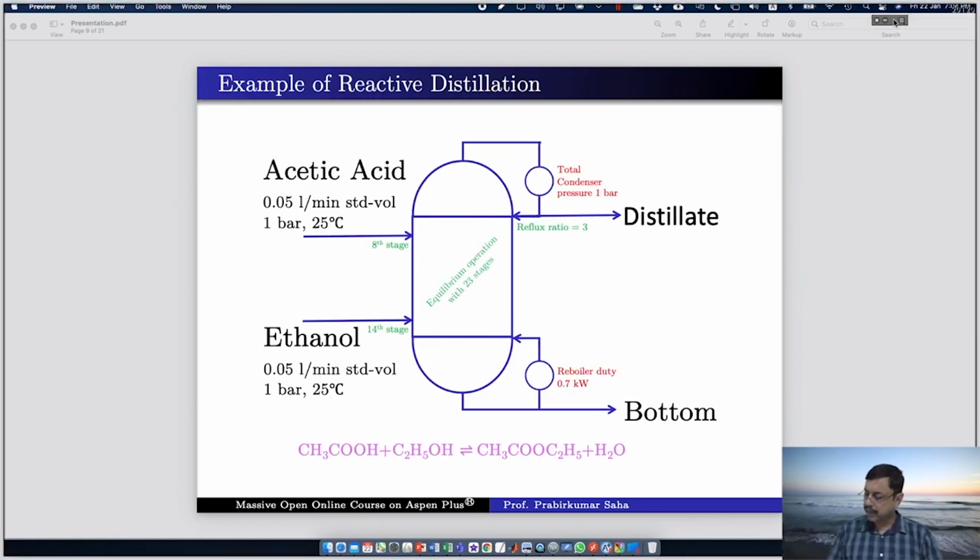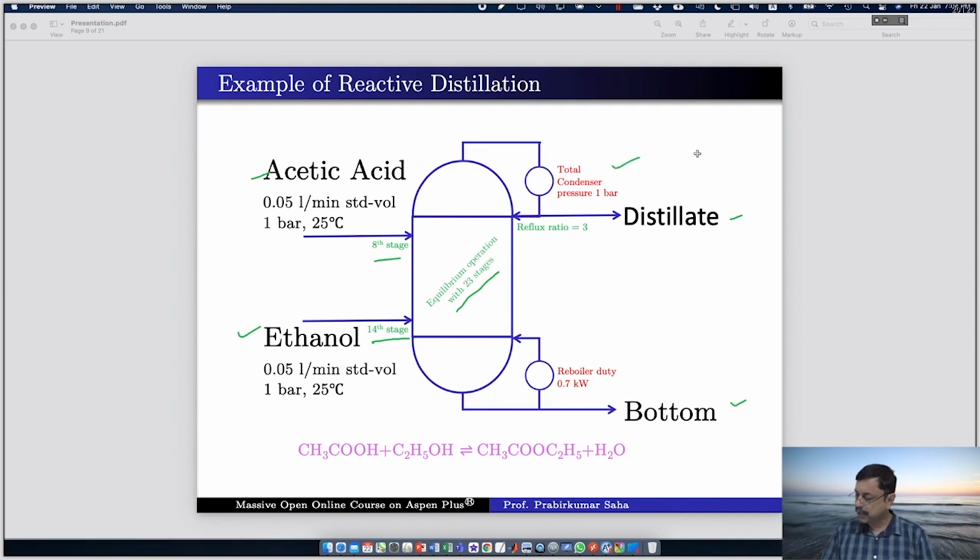Now, this is a column in which acetic acid and ethanol are fed in a column of 23 stages. The acetic acid is sent at 8th stage. Ethanol is sent at 14th stage. Their flow rate and temperature pressure conditions are given. The condenser operates at 1 bar pressure and reboiler duty is given 0.7 kilowatt. The reflux ratio is 3.